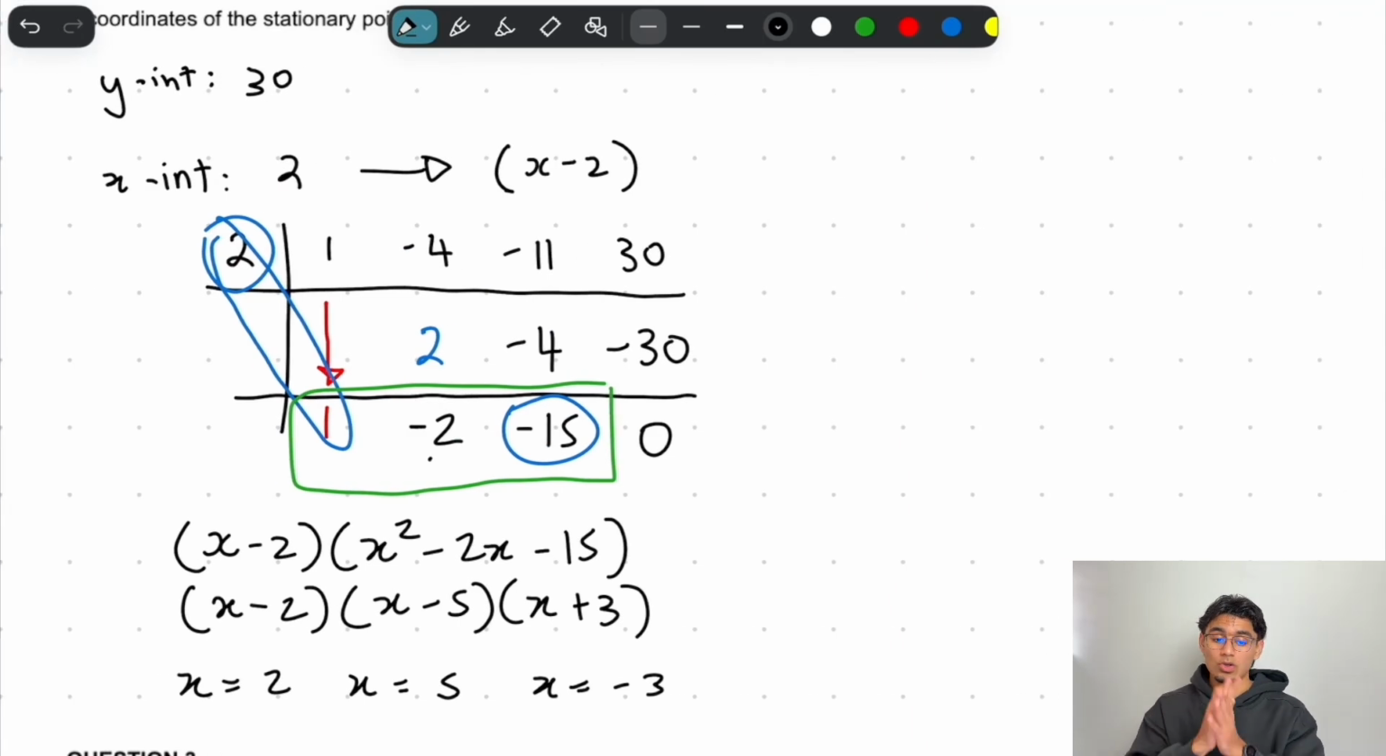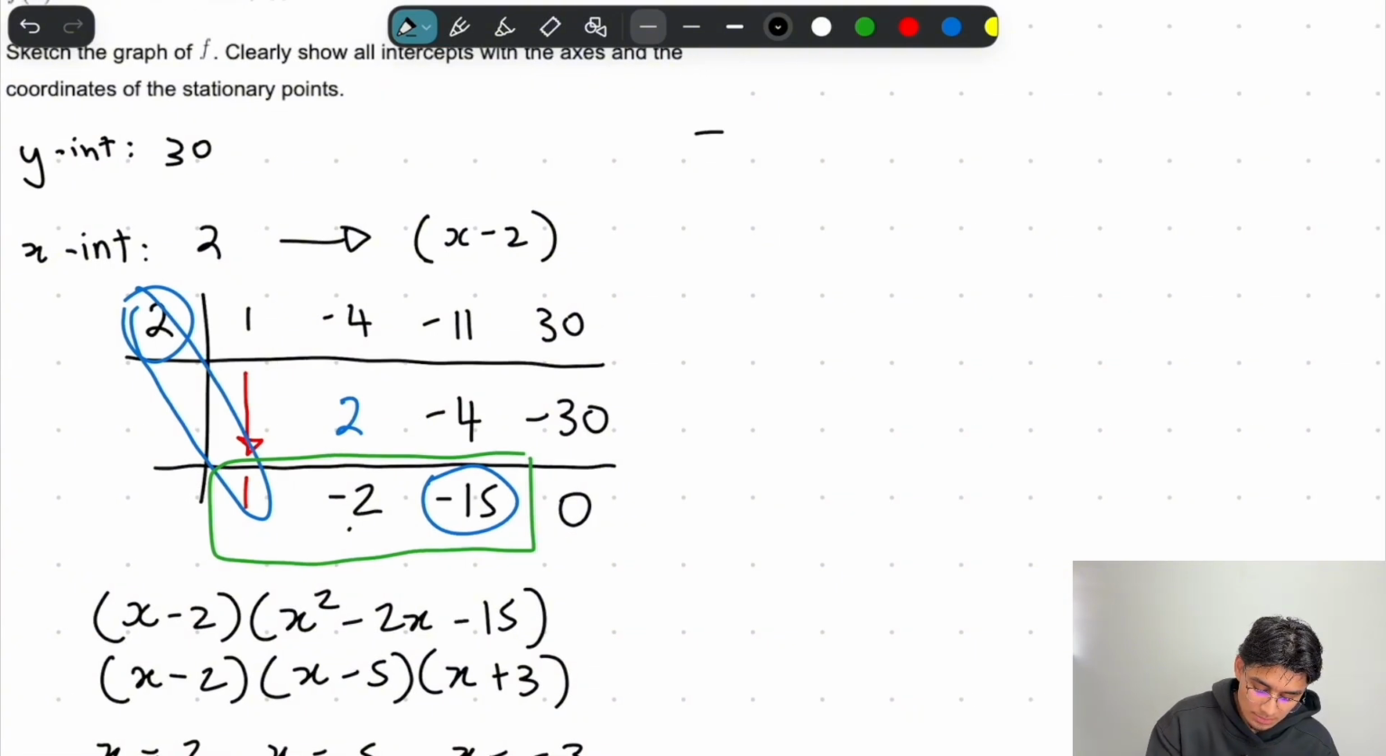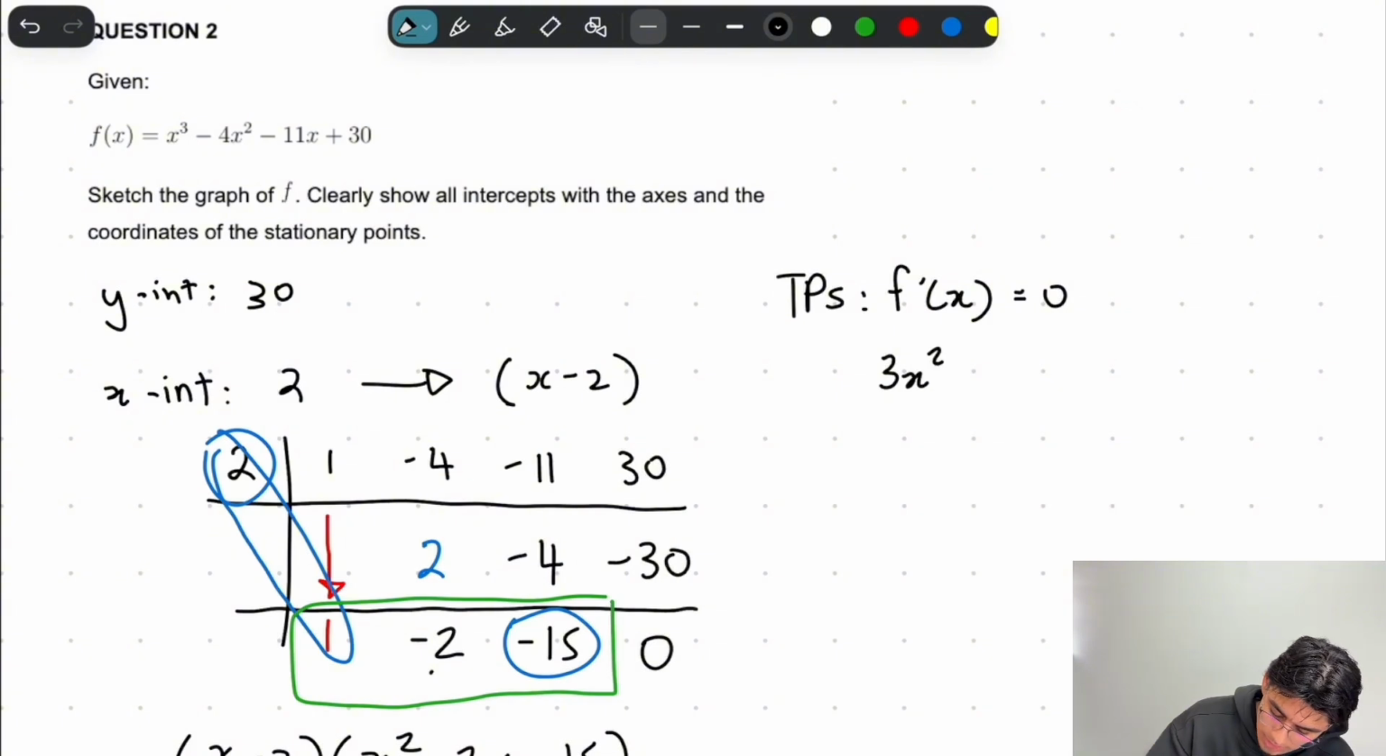Okay, now there are two more things we need to do. The next thing we're going to do is find the turning points. For the turning points, you are going to take the first derivative and make it equal 0. So the first derivative of this specific function is going to be 3x squared minus 8x minus 11. We're going to make it equal 0.